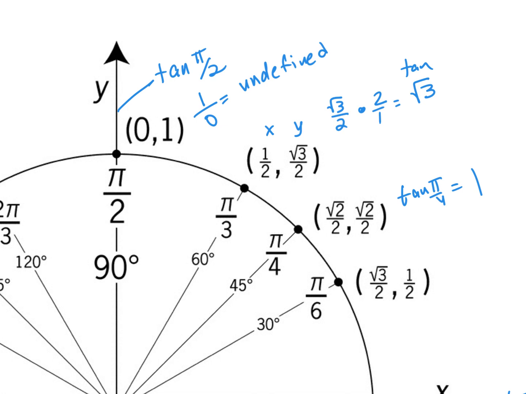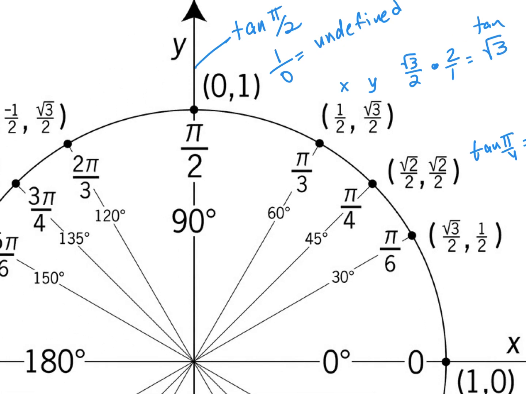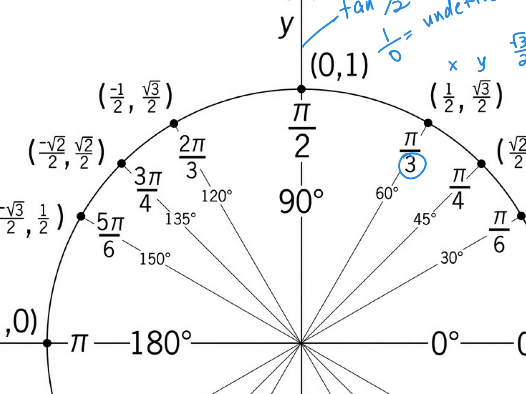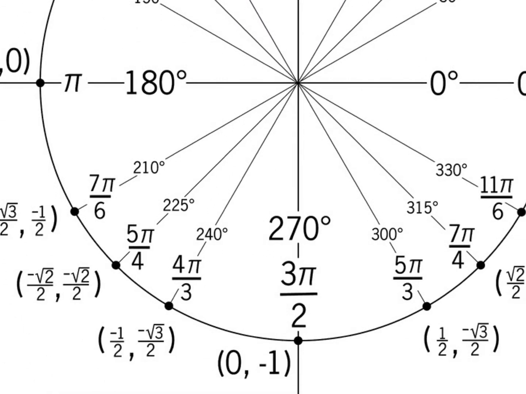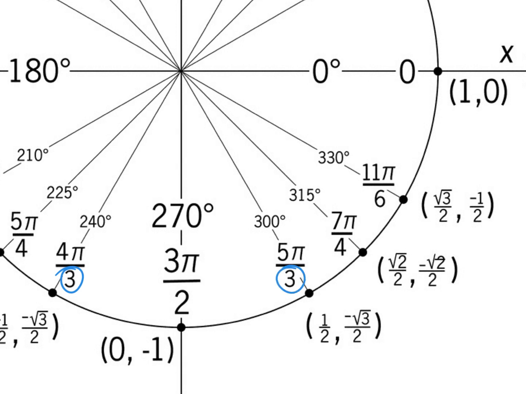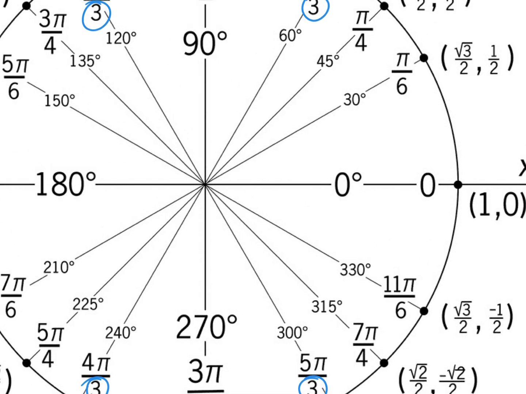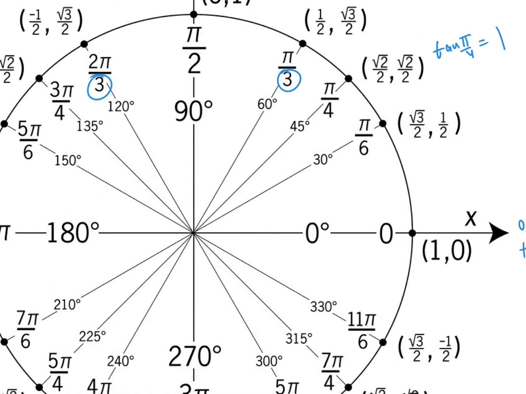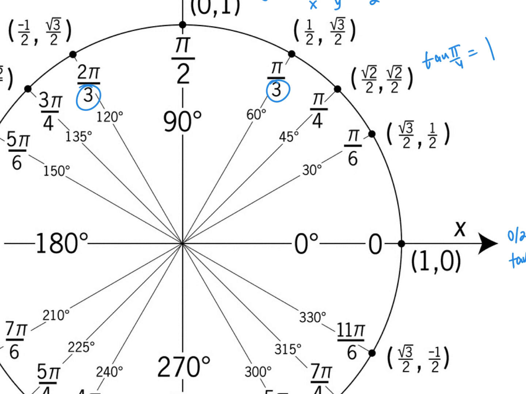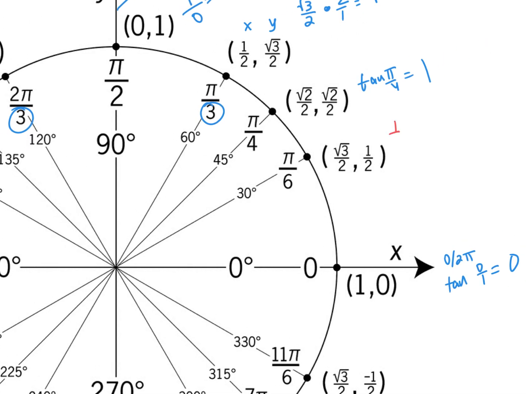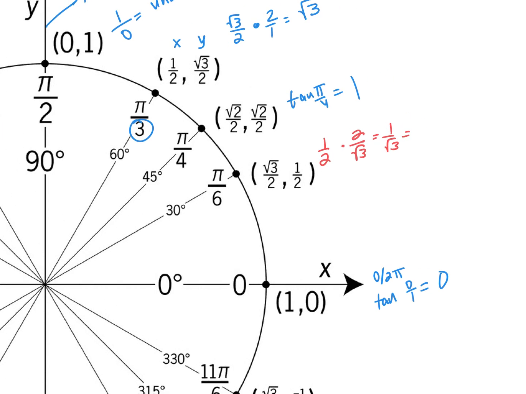So at any ordered pair all around the unit circle that has 3 as a denominator, your tangent is going to be the square root of 3. It just depends on what quadrant it's in, if it's positive or negative. So let's look at this one. If I take my y value, 1/2, and I divide it by root 3 over 2, it's the same as multiplying by 2 over root 3. I get 1 over root 3, which gives me what? Square root of 3 over 3 for a tangent.